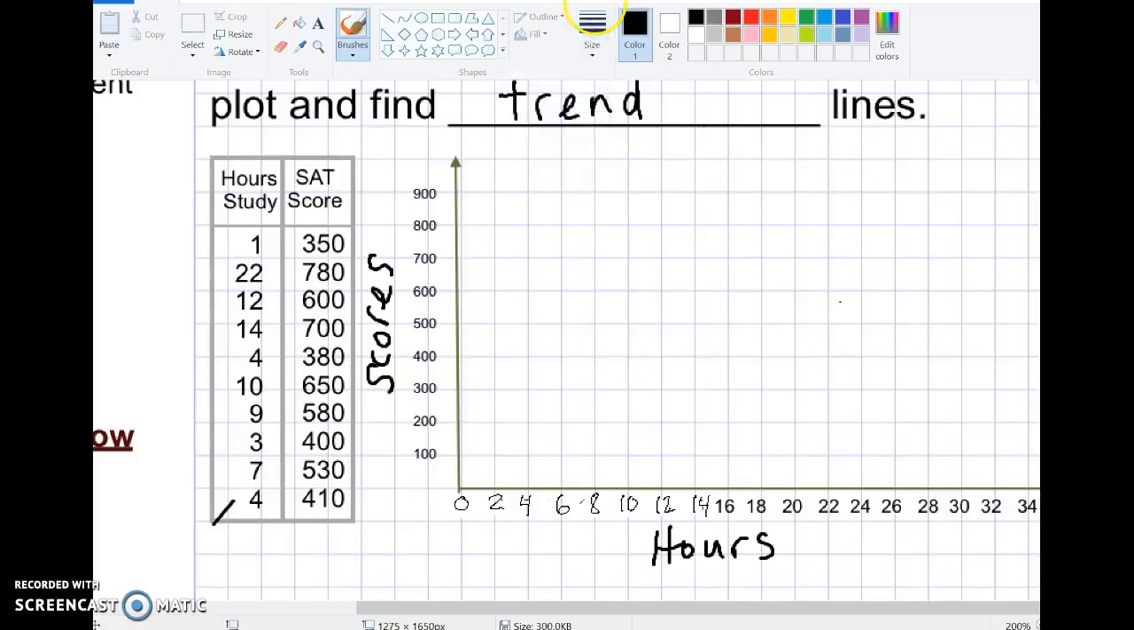Okay, so my first hour of study was 1, and I got a score of 350. So 1 is going to be between 0 and 2, and 350 is going to be right about there. All right? 22 hours, I get a score of 780. So that's going to be close to 800, maybe right about there. 12 hours is 600. You get the idea. Why don't you go ahead and fill this in? I'll pause it to save time.